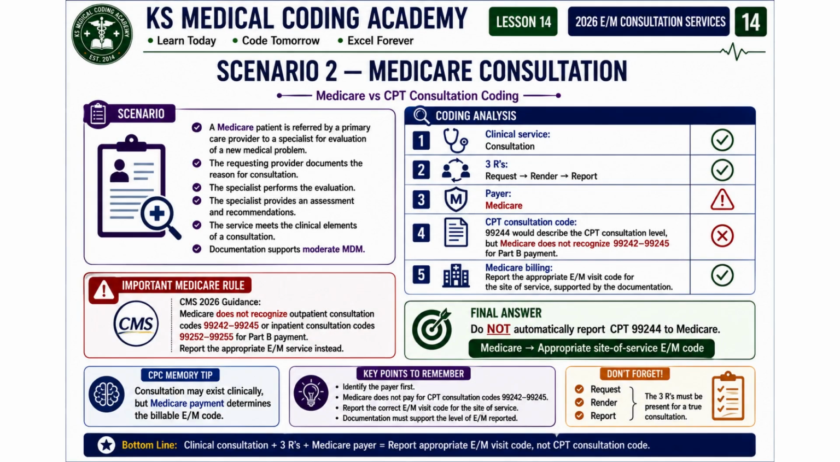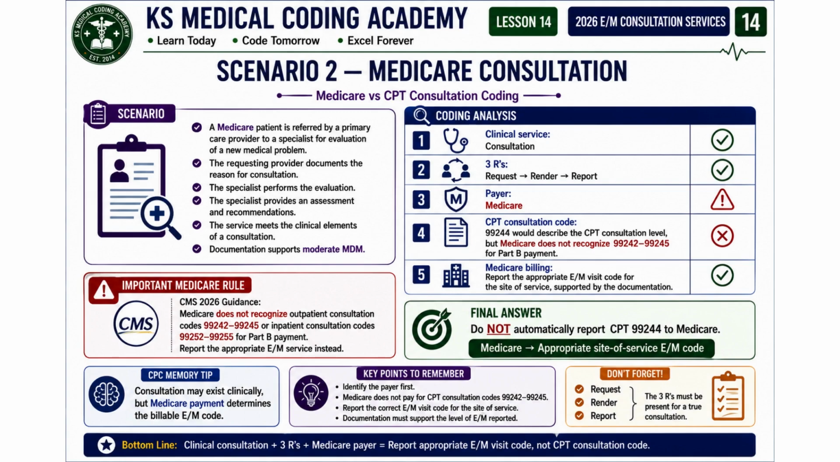Now let's work through Scenario 2, Medicare consultation. A Medicare patient is referred by a primary care provider to a specialist for evaluation of a new medical problem. The requesting provider documents the reason for the consultation, the specialist performs the evaluation, provides an assessment and recommendations, and communicates the findings back to the requesting provider. Clinically, the service meets the 3 R's: request, render, and report. The documentation also supports moderate medical decision-making.